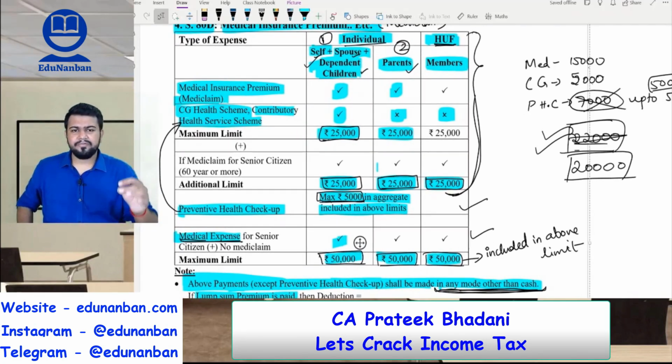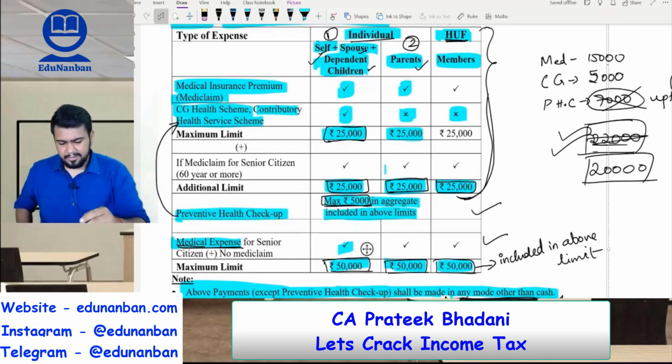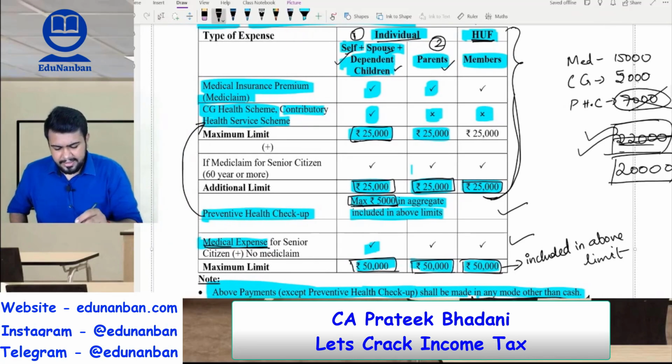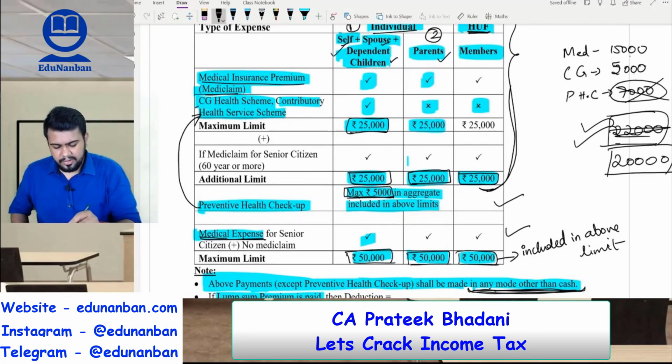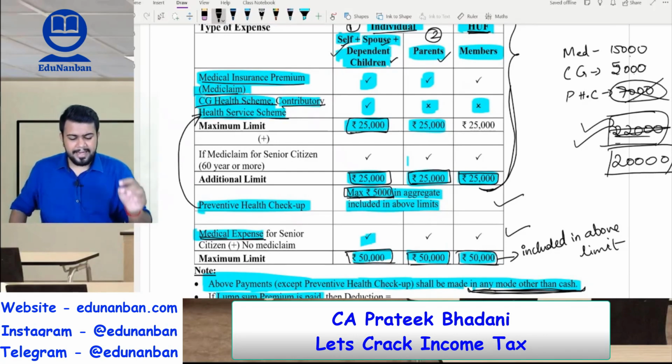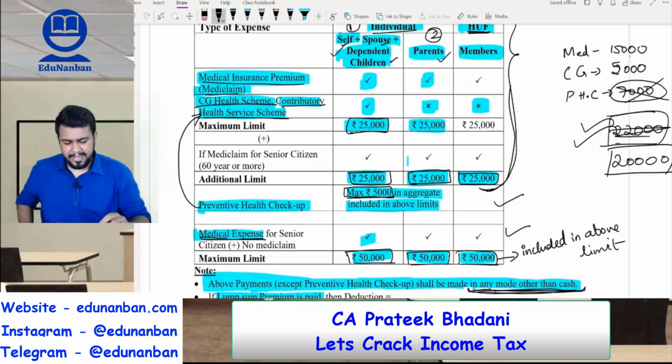Similarly, even in the HUF, if one of the members is a senior citizen, the maximum amount for the HUF will be 50,000. Now let us see what all expenses are allowed as deduction. Firstly, if any medical insurance premium is paid, it is allowed as deduction. Next, if any amount is contributed to the Central Government Health Scheme or contributory health service scheme, it is allowed only for the individual, and only if it is contributed for self, spouse and dependent children. It is not allowed if it is for parents.